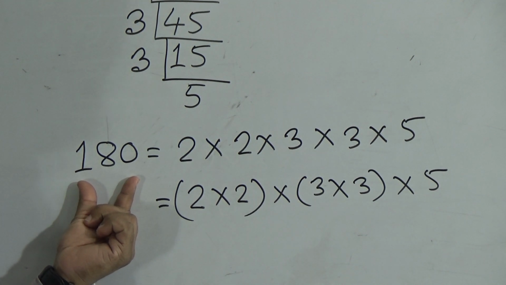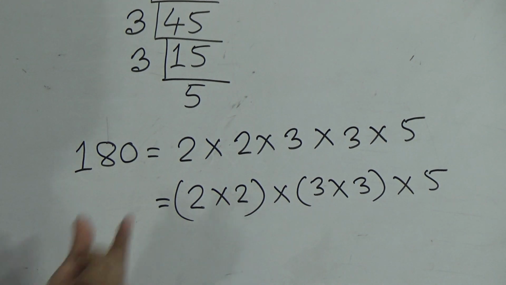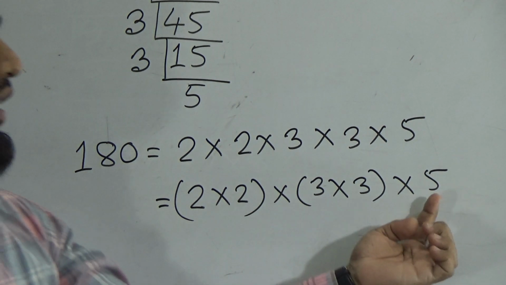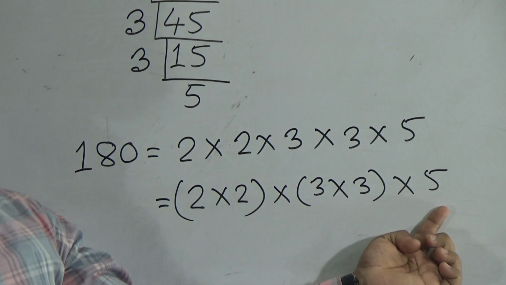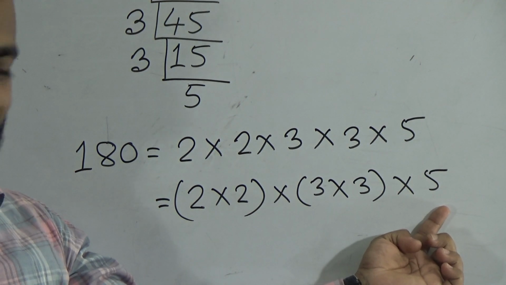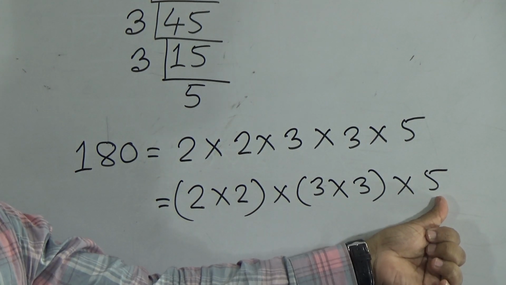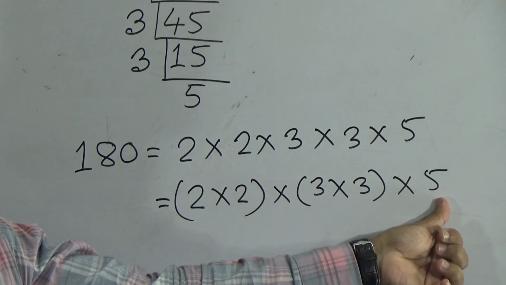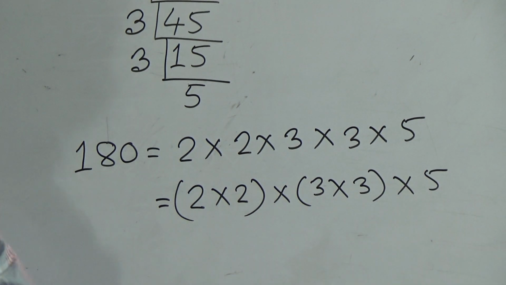That means the troops number is not a perfect square number. To make it a perfect square number, we must multiply 180 by the number 5. Then we will get a perfect square number. Okay, so the least number which needs to be multiplied is 5. I hope you have understood, my dear students, how to solve it.